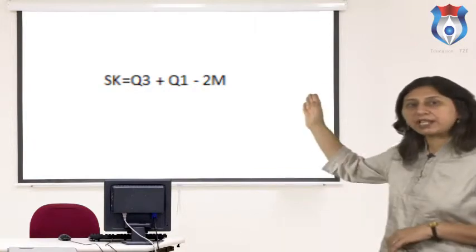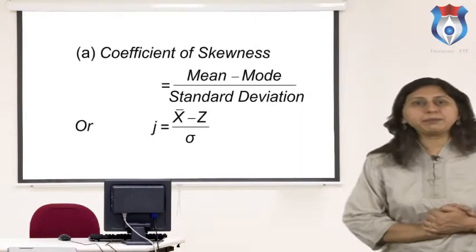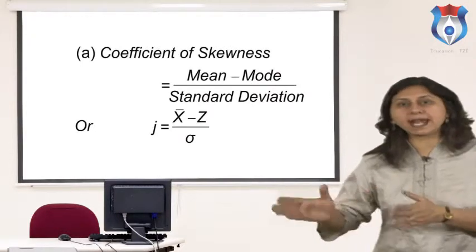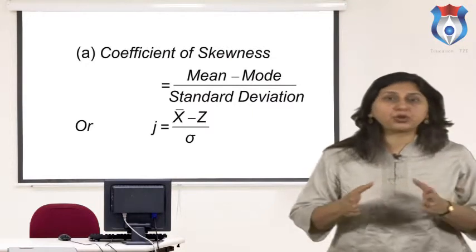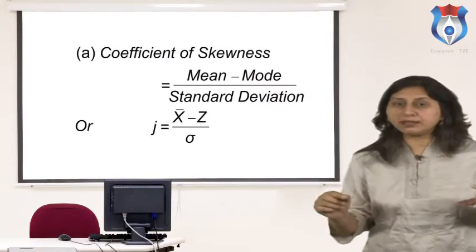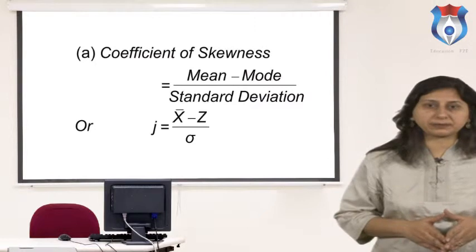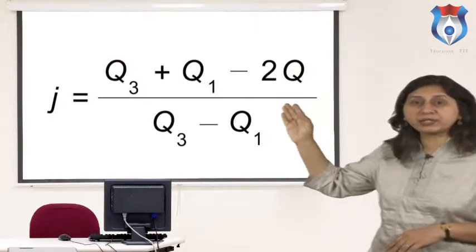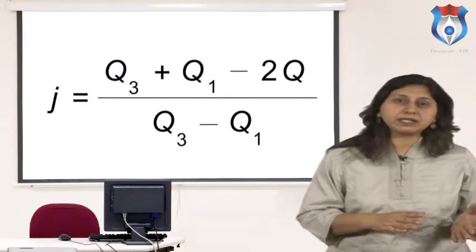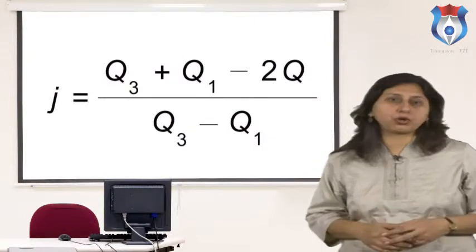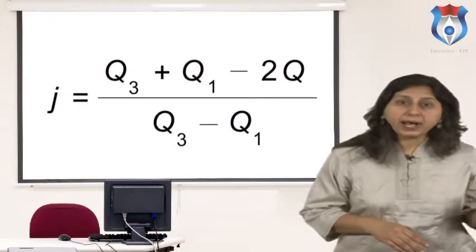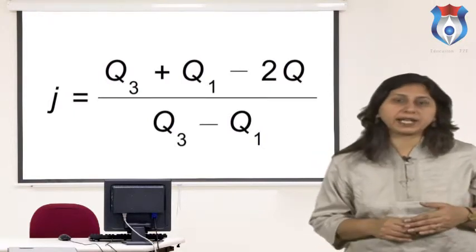Let us take a look at the relative measures of skewness. Karl Pearson's coefficient of skewness is given by mean minus mode over standard deviation, where J is equal to coefficient of skewness, Z is equal to mode, x bar is equal to mean and sigma is equal to standard deviation. Bowley's coefficient of skewness is given by third quartile plus first quartile minus twice median over third quartile minus first quartile, where Q3 is equal to third quartile, upper quartile, Q1 is equal to first quartile, lower quartile, M is equal to median.